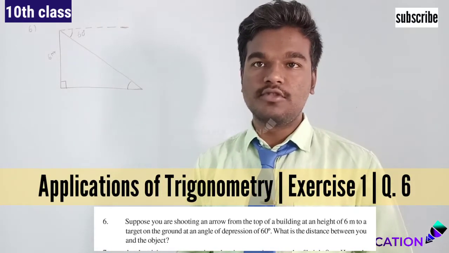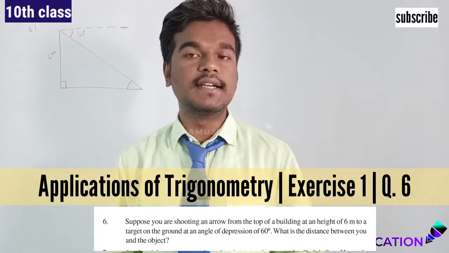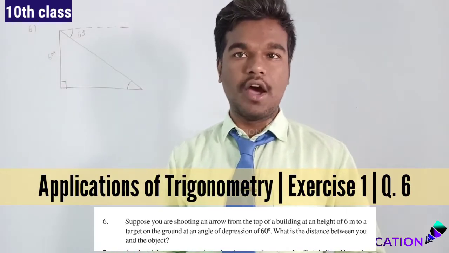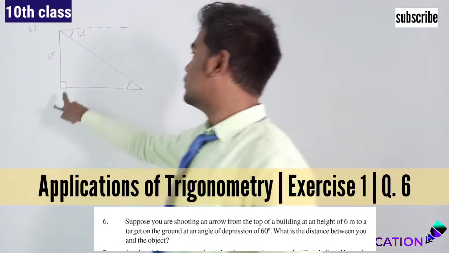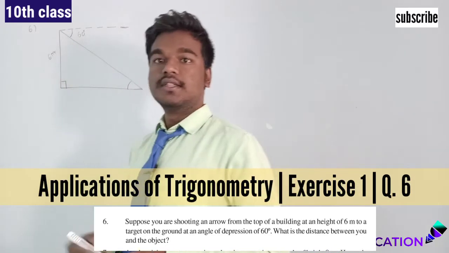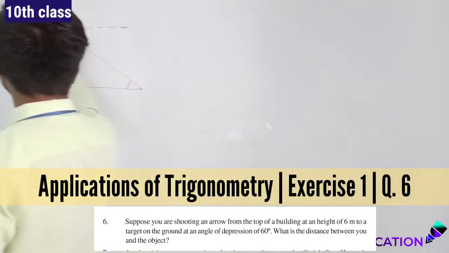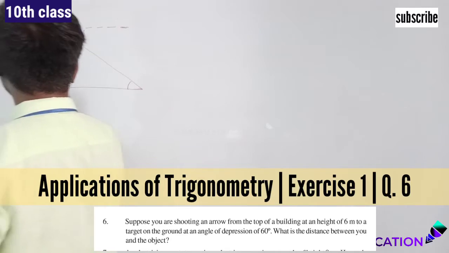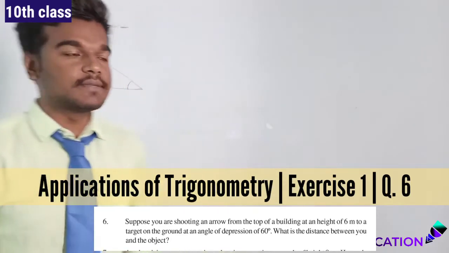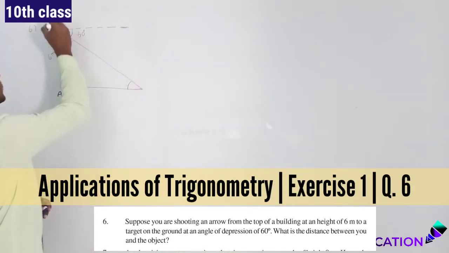So in this module, we are going to discuss our sixth question. Suppose we want to shoot an arrow from the top of one building to the ground. So this is the height of the building. This is the building. What is the height of the building? 6 meters. Let's consider this is AB.